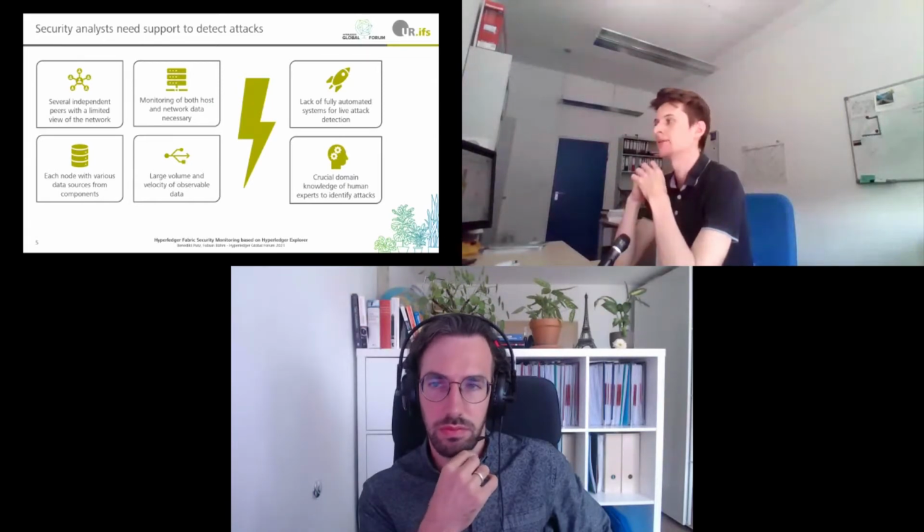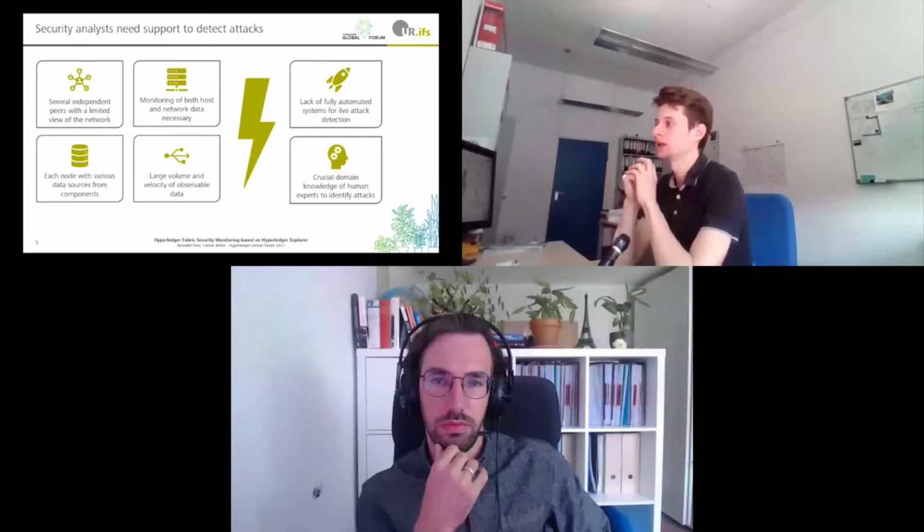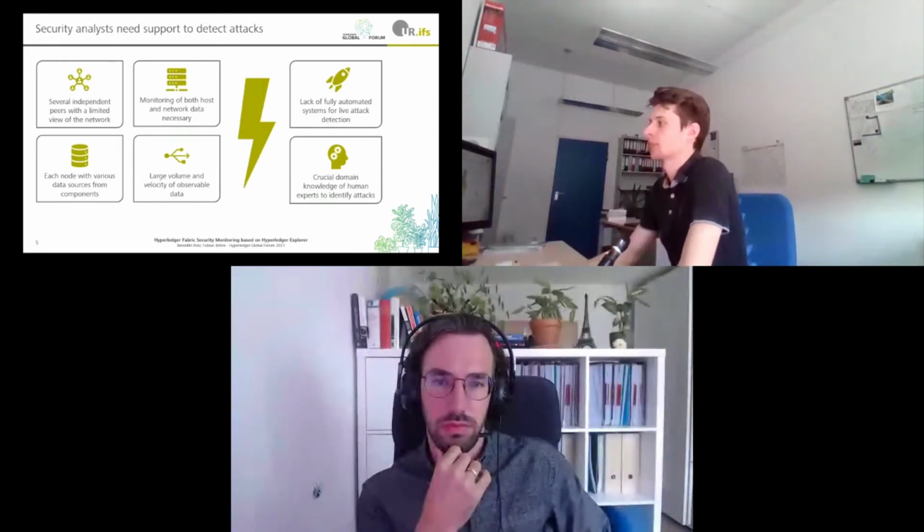And then we don't really have any automated systems yet for attack detection on Hyperledger Fabric, unfortunately. So we need the human domain knowledge as well for security analysis. We need someone who knows how these attacks work in order to be able to identify them properly. So to assist the security analysts properly, we have to find some visualizations and integrate them with Hyperledger Explorer, where we can detect attacks.